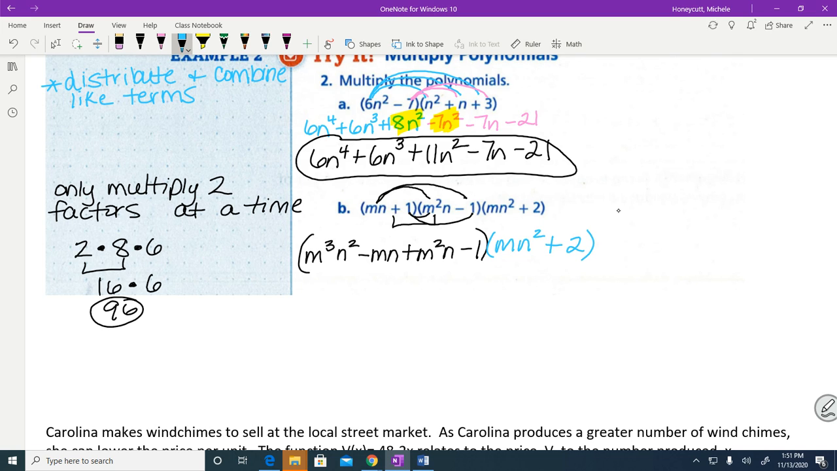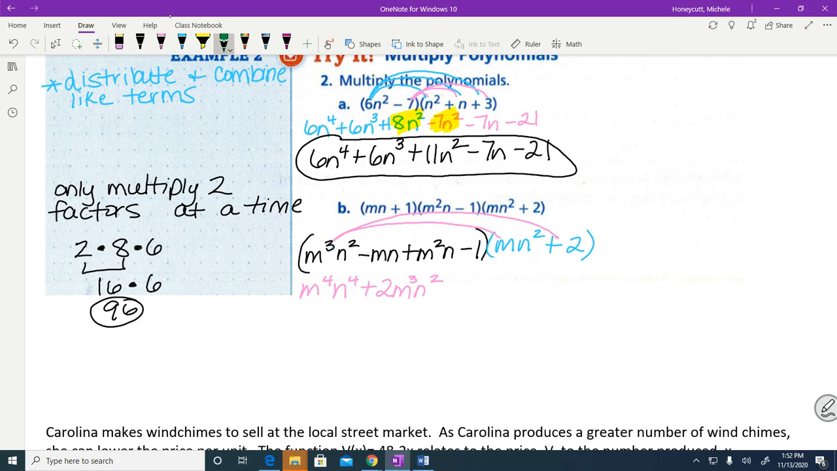Sometimes after you multiply, you might have some like terms, but right now I notice everything has a different exponent. Even though I have the same letters, I've got different exponents, so I can't combine. So now it's just time to multiply. Okay, so m cubed n squared times mn squared. M cubed times m is m to the fourth. N squared times n squared is n to the fourth. Then I'm going to multiply this by 2, and I get plus 2m cubed n squared.